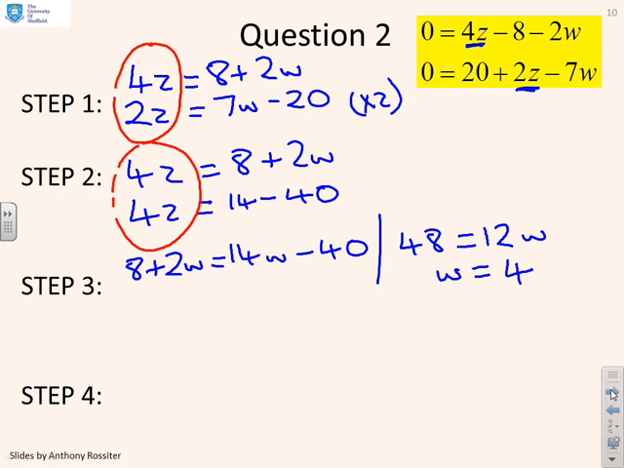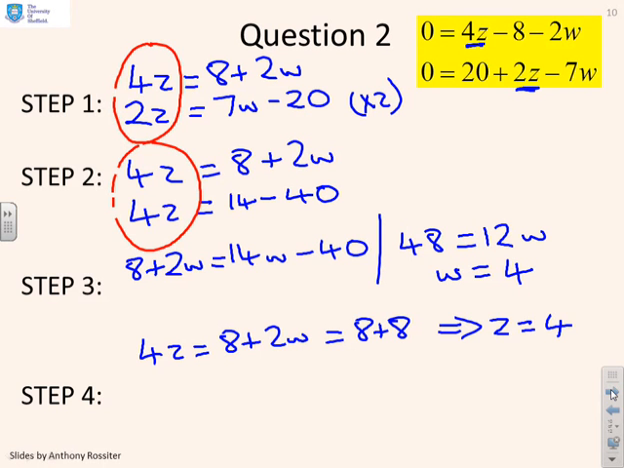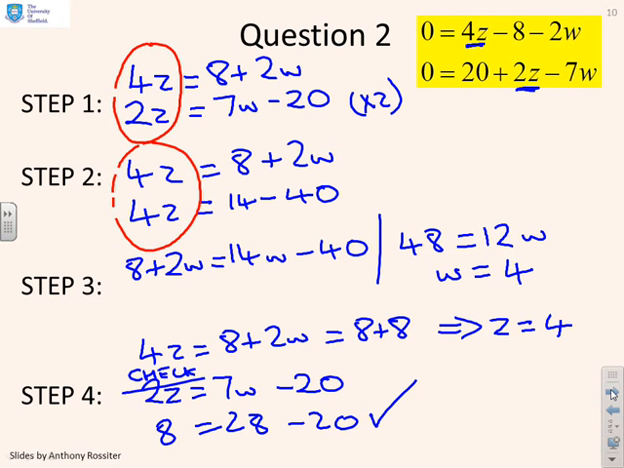Now, having got w, I need to solve for z. So let's try substituting into one of these equations at the top. So 4z equals 8 plus 2w equals 8 plus 8, and this tells me that z must equal 4. And finally, I can check that in the second equation just to see that things work. So for example, 2z equals 7w minus 20, and I should write again that I'm now doing my check. So substitute the numbers in. 8 equals 28 minus 20, and it works.